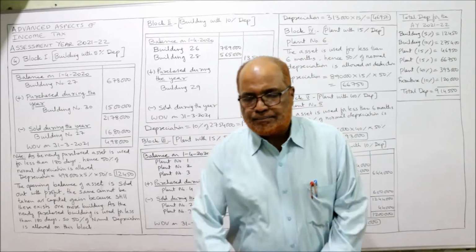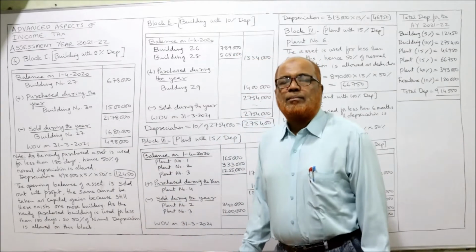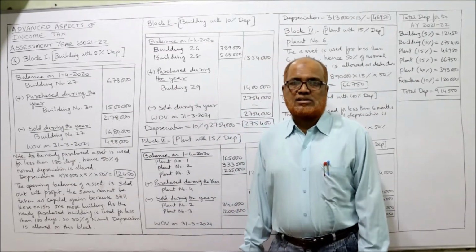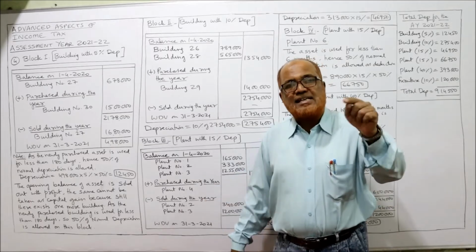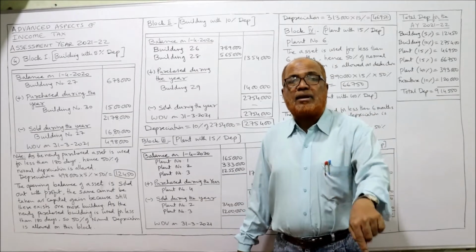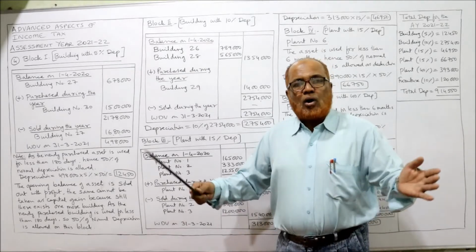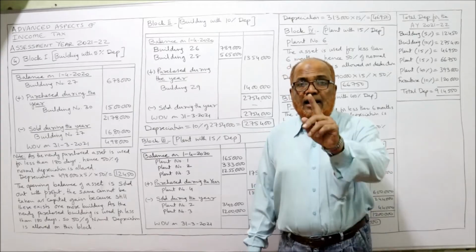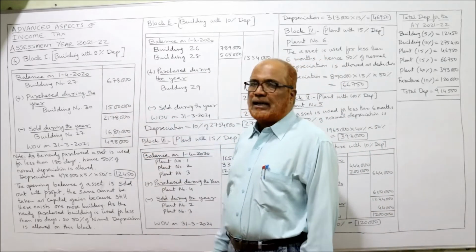Now we will start. First of all, block-wise. According to the provisions of Income Tax Act, depreciation should be calculated on the block of assets. A block of assets means a group of assets of the same nature and same rate of depreciation. Nature means all should be building, all should be plant, all should be furniture. Same nature. Rate should also be same. So first I am taking block number 1, building with 5% depreciation.